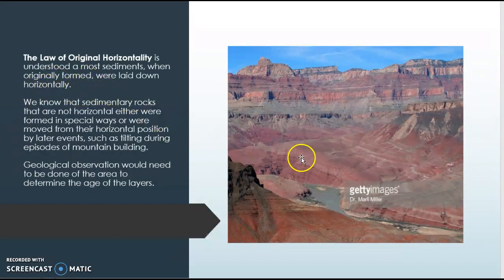The law of original horizontality is also understood as most sediments, when originally formed, were laid down horizontally, as we see in the image here.